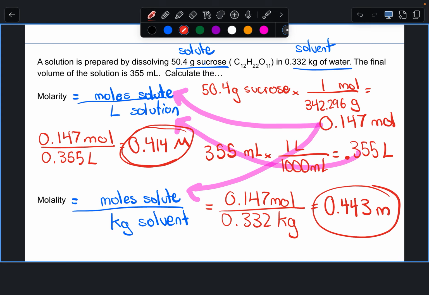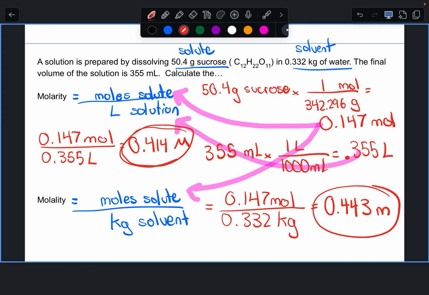Okay, and then for the molality, like I said, you already solved the moles, so you just reuse that number, and then the kilograms of solvent, the water, is already in the question. So that one's literally just one over the other. This should feel relatively straightforward. Yes, molality is new, but it has a relatively clear definition, so just plug the numbers in.